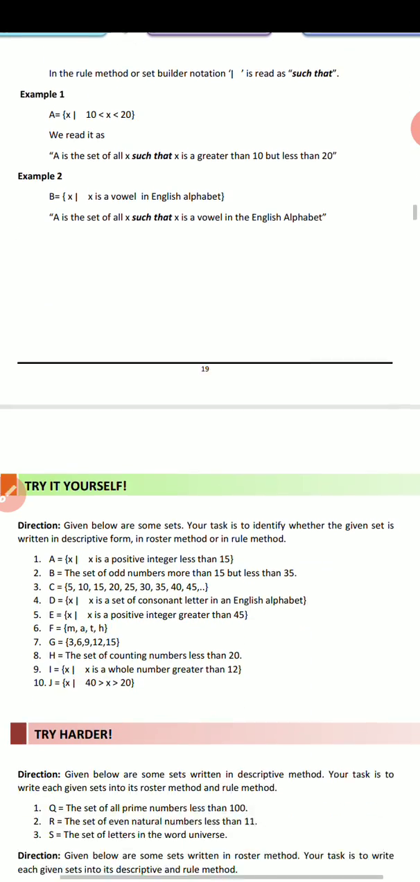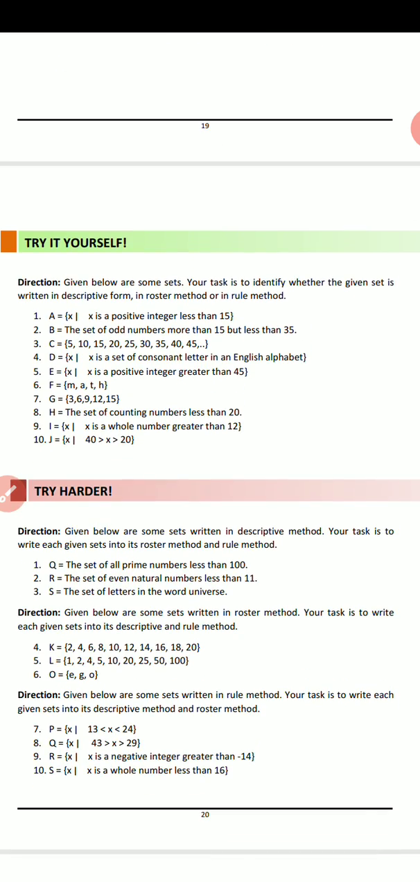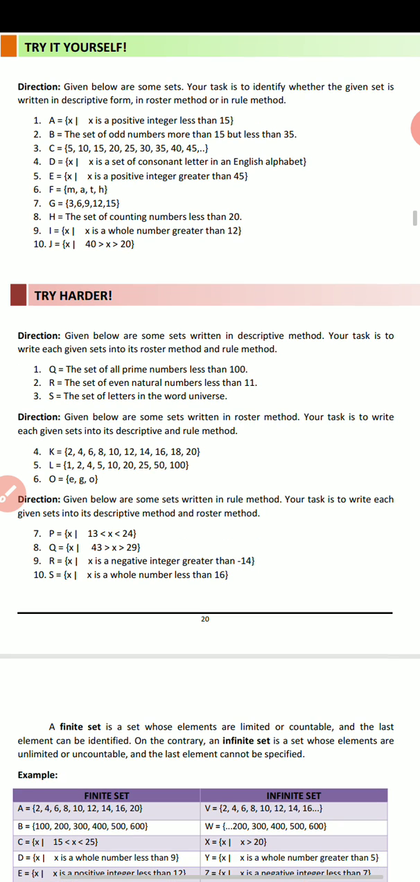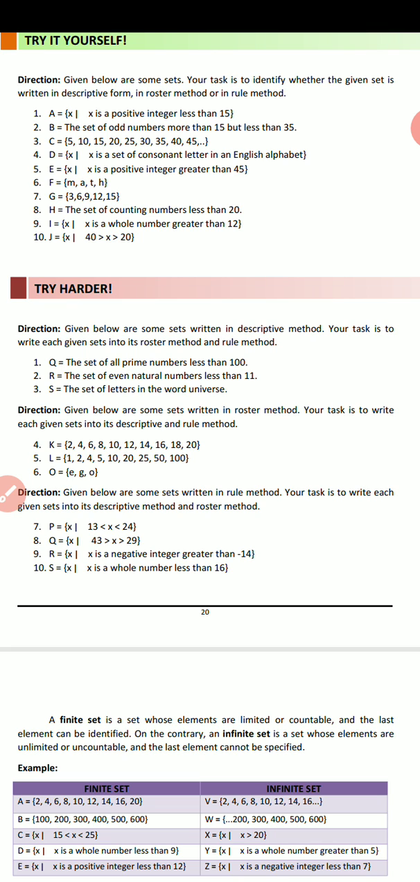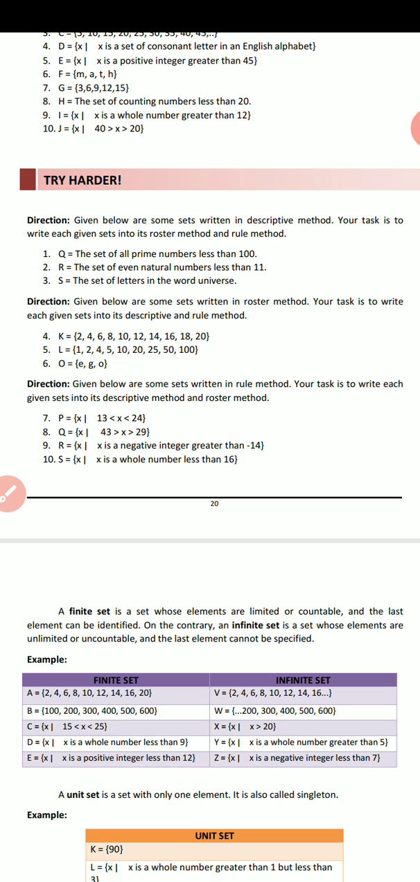Okay. So I also have given you the activities which you are going to identify whether the given set is written in descriptive form, roster method, or in rule method. And as a supplemental activity, I also let you enumerate or express the sets. If it is given in descriptive method, you are going to write each set in roster and rule method. And if it is written in a roster method, you're going to write given sets in descriptive and rule method. And if it is written in rule method, then you're going to write each given set into descriptive method and roster method.